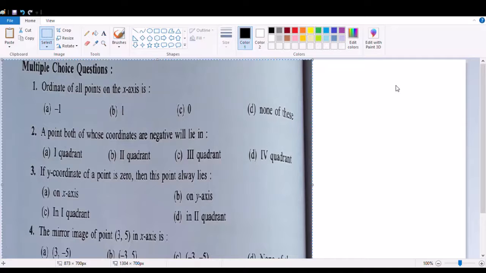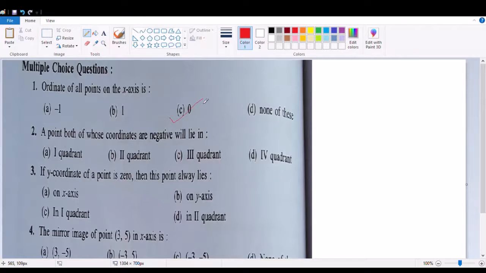First question: the ordinate of all points on the x-axis is. The answer you already know, we already discussed that question. Ordinate means y coordinate. The y coordinate of all the points on the x-axis is what? The answer is 0.